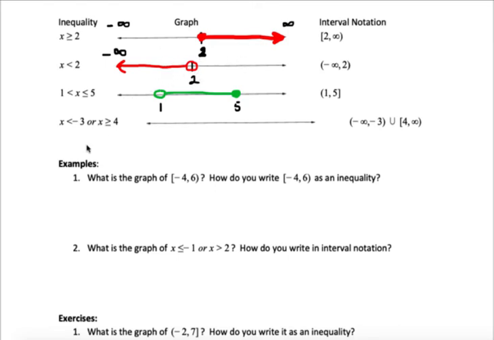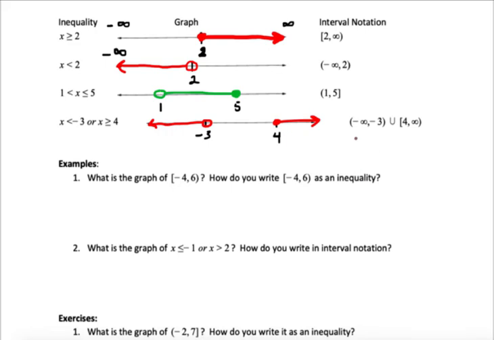Our final example is what if we have two conditions that could happen? So x less than negative 3, so we've got negative 3, or x can be greater than or equal to 4. If I'm looking at x less than negative 3, it's strictly less than, so I don't include it. x less than negative 3 looks like that. x greater than or equal to 4 looks like that. And notice we have two disjoint intervals. Up above we had two intervals and they overlapped. Here we have two disjoint intervals.